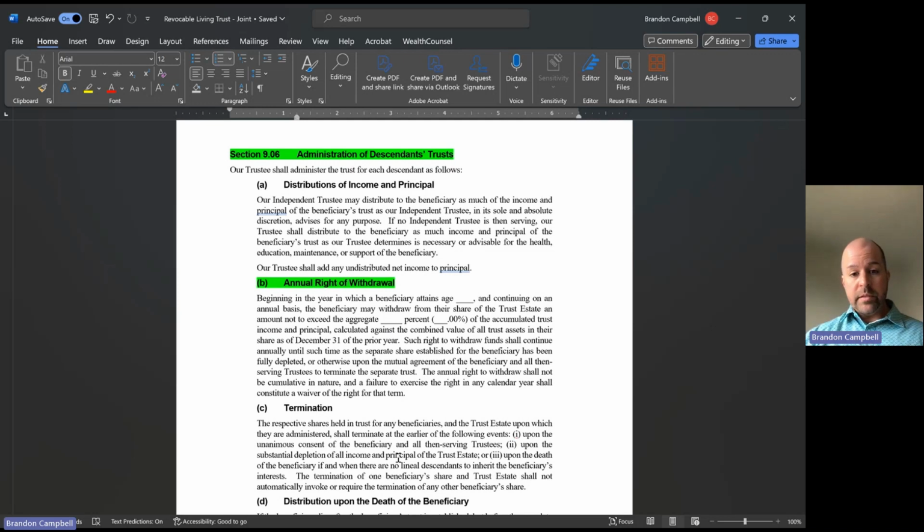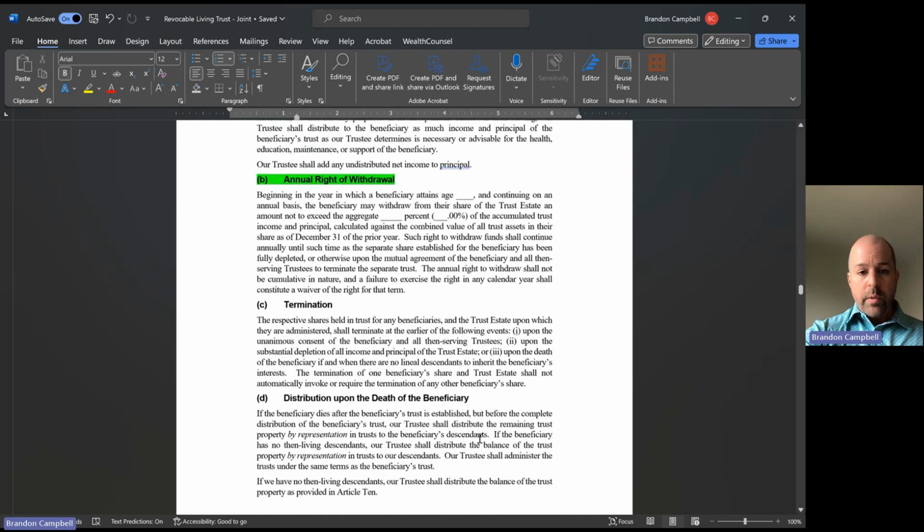As an example, in this section that's highlighted here, annual right of withdrawal, we can build out language that says starting at a certain age, you get to take a certain percentage of your trust every single year. That creates consistency and it allows for a lot easier management by the trustee because they know that every year they're giving a percentage to the beneficiary.